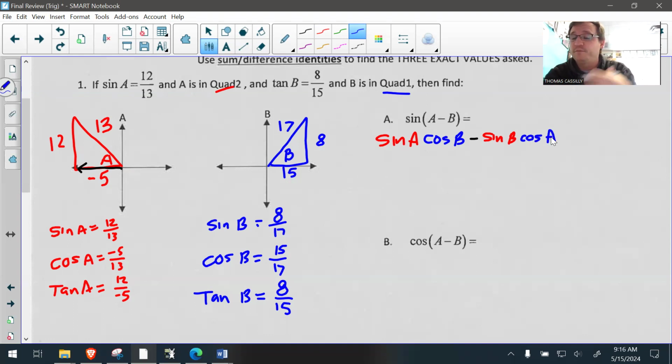So now it's just going to be a matter of plugging everything in. What is the sine of A? Well, we found the sine of A. That was 12/13. And 12/13 times the cosine of B. The cosine of B is 15/17.